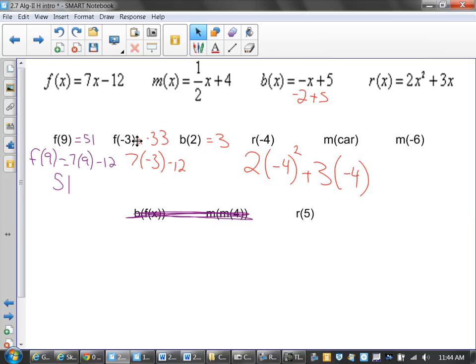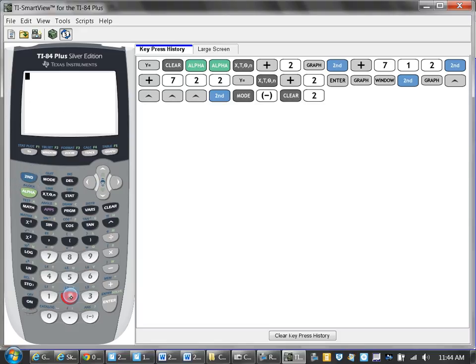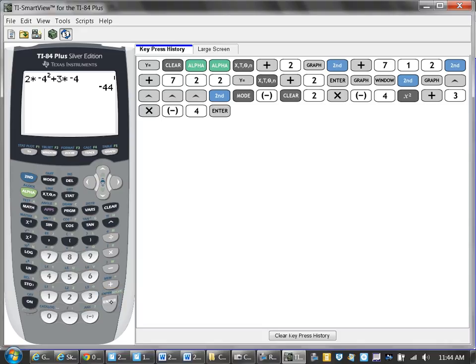If you type in your calculator, 2 times negative 4 squared plus 3 times negative 4, but if you don't use parentheses, you get the wrong answer. That's why I'm saying you gotta be smarter than the calculator by throwing in parentheses, that's all. Or if you wanted to, you could have used the function.